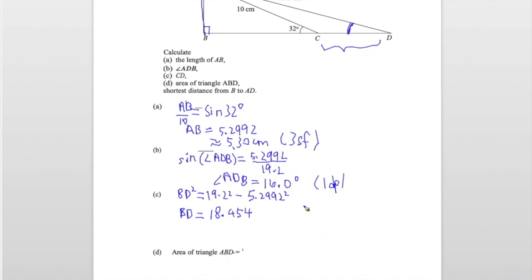And we also have to find BC, right? So BC, also we know this length, so BC square is actually 10 square minus AB square, or 5.292 square.